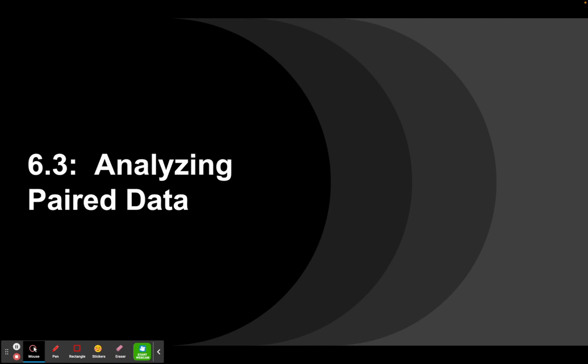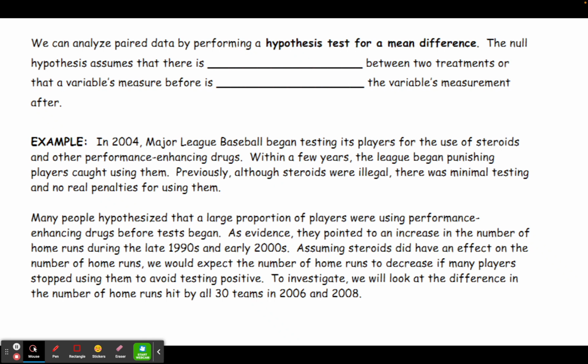In this last section in Chapter 6, we're going to look at how to analyze paired data through the process of a hypothesis test. Now, we can analyze paired data by performing a hypothesis test for a mean difference. When we do this, our null hypothesis is going to assume that there is no difference between two treatments in our experiment, or that a variable's measurement before is equal to the variable's measurement after.